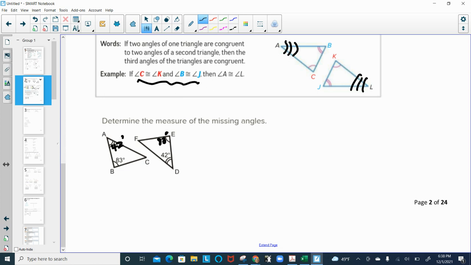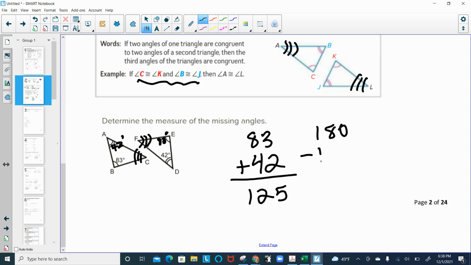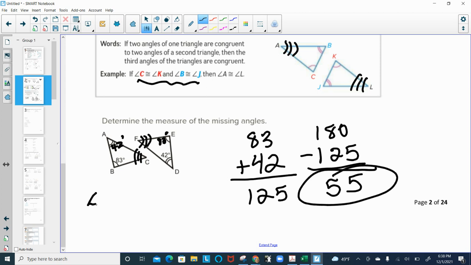Now we know by the third angle theorem that F and C are going to be the same. So all we have to do to find out what those are is add up the 2 angles and subtract that from 180, just like we've been doing for quite some time. And you get 55 for both of those. So the measure of angle C is equal to the measure of angle F, which is equal to 55 degrees. And that's really helpful to us with some of these problems.